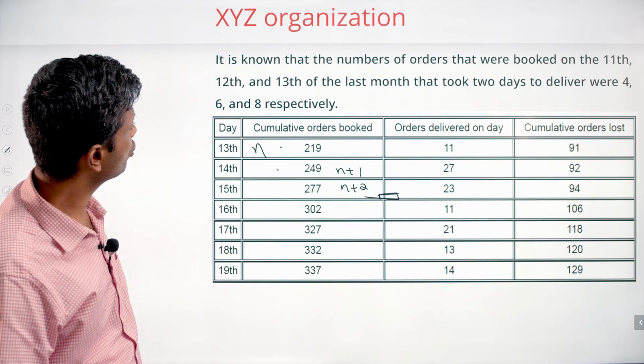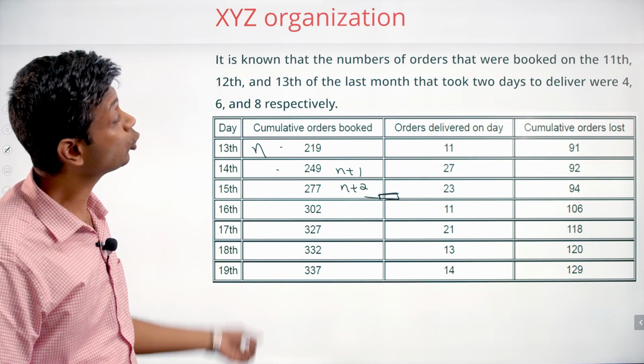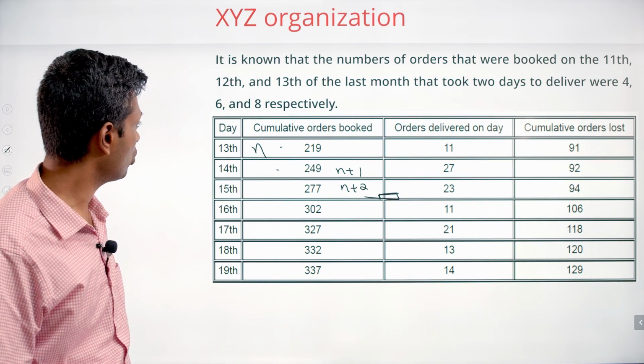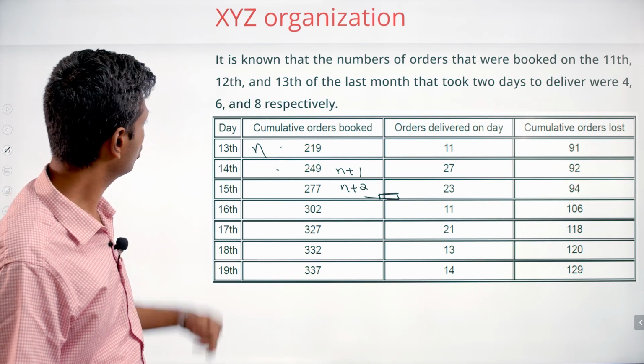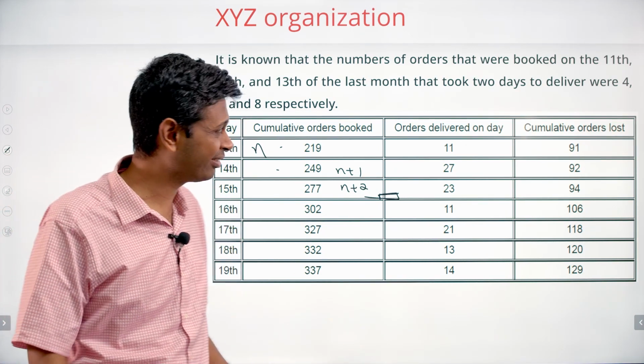It is known that the numbers of orders that were booked on 11th, 12th and 13th of the last month that took 2 days to deliver were 4, 6 and 8 respectively. Booked on 11th, 12th, 13th. I think that we'll come to that. We want to fill this out first.